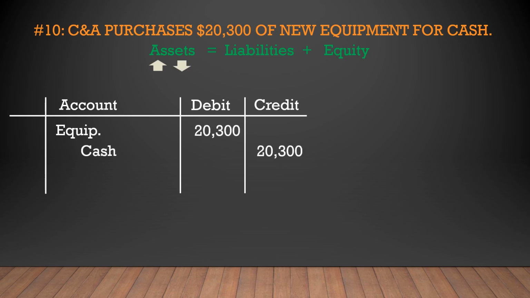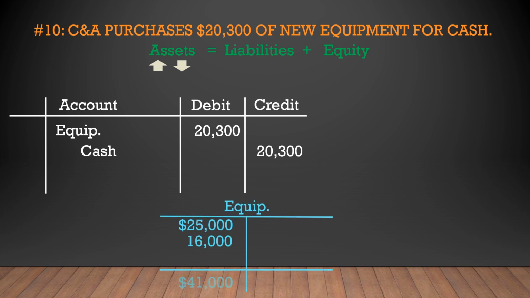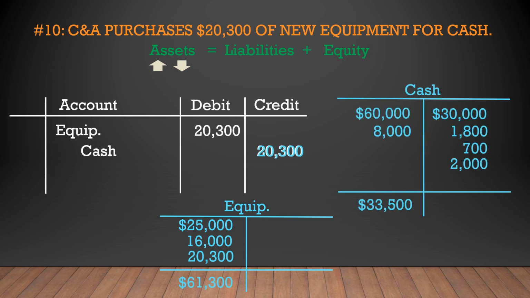Post to the T accounts. Equipment's balance rises to a $61,300 debit, and cash decreases to a $13,200 debit.